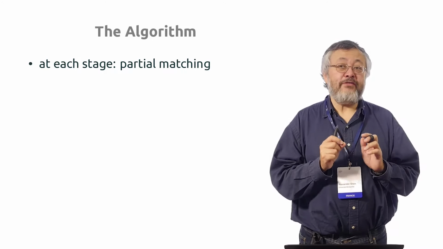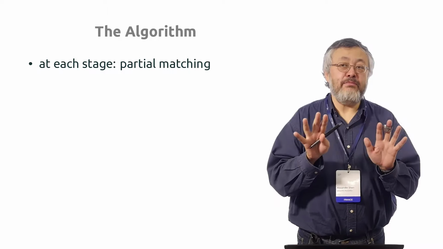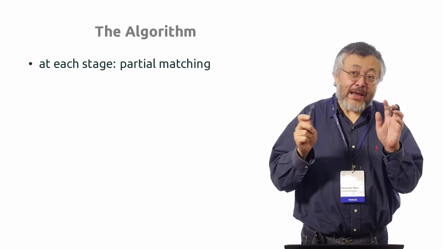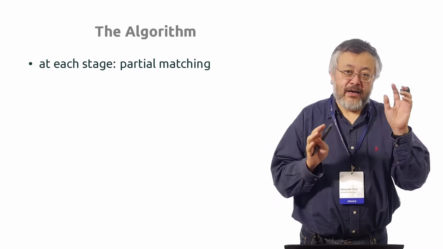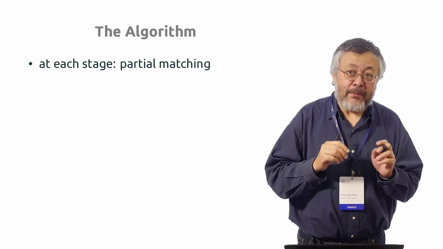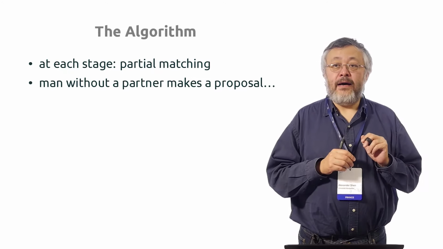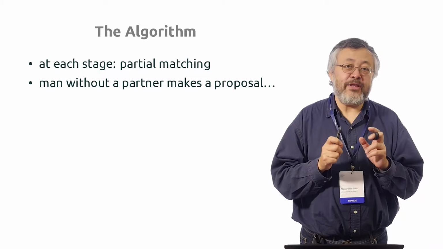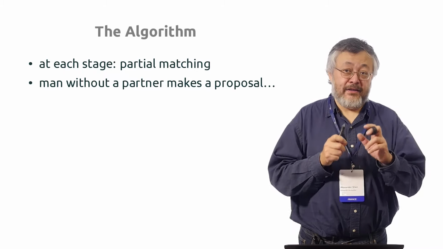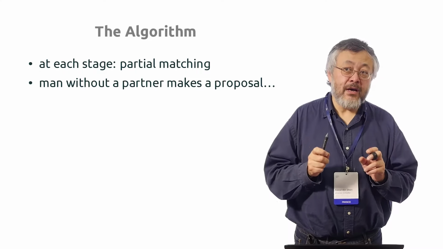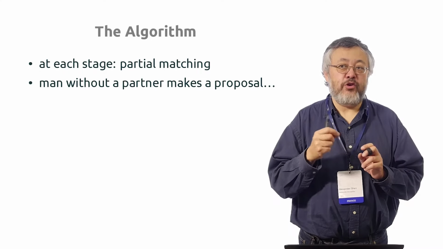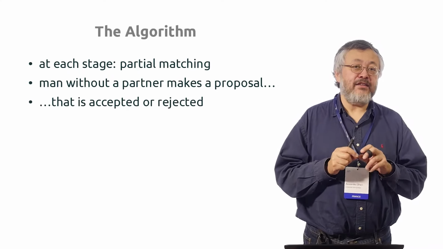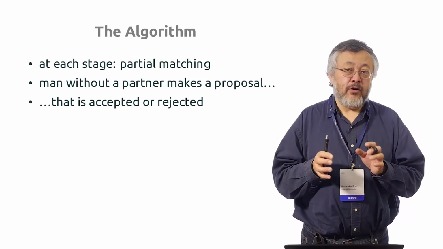At each stage we have a partial matching. So we start with an empty matching, there are no pairs, and then some pairs appear, and sometimes pairs are changed, so people in a pair can form a new pair. So how does it happen? Each step is initiated by some man without a partner, and this man makes a proposal to some woman who may have a partner or may have no partner. So a proposal is made on each step, and this proposal is accepted or rejected.